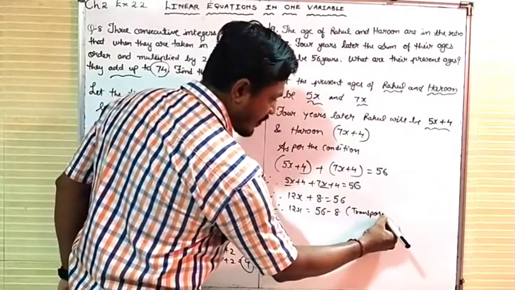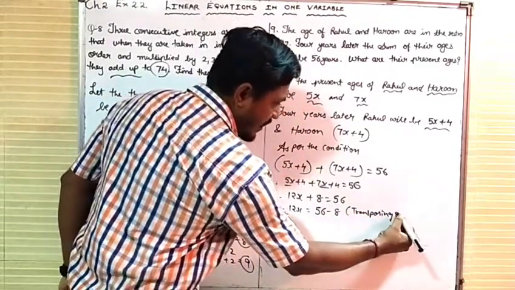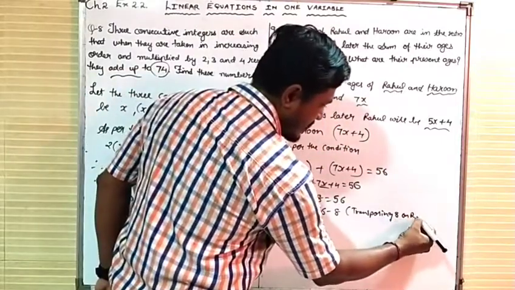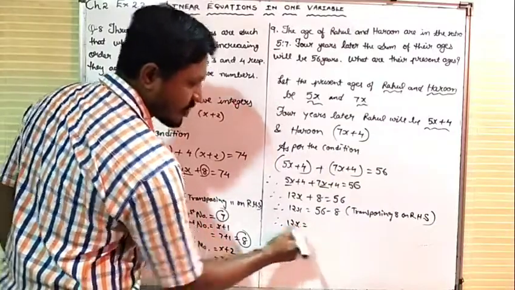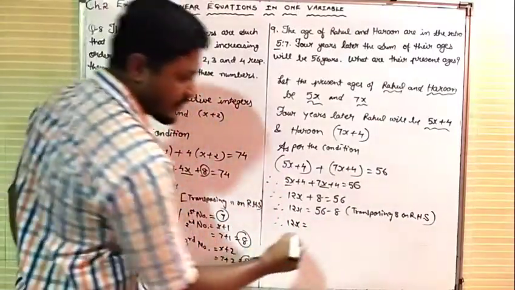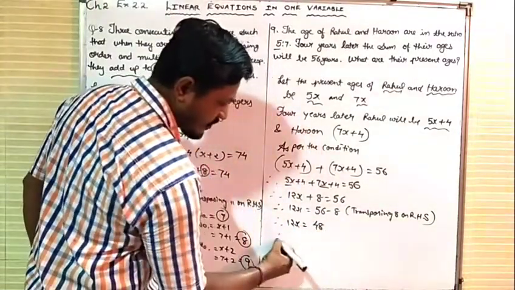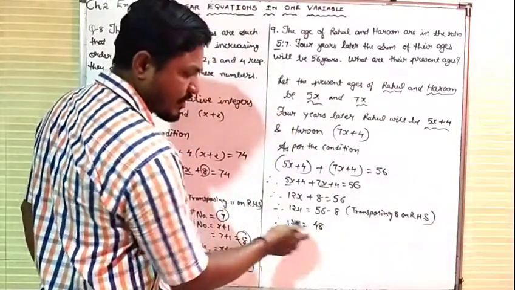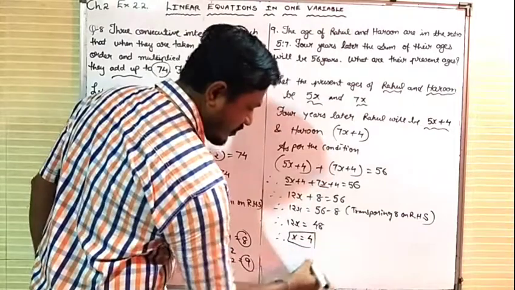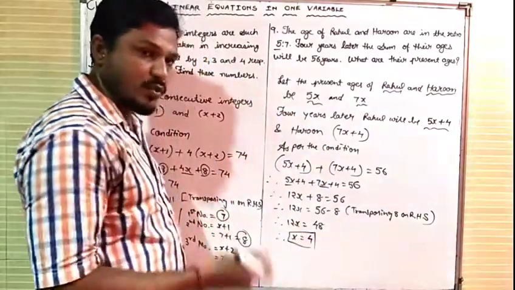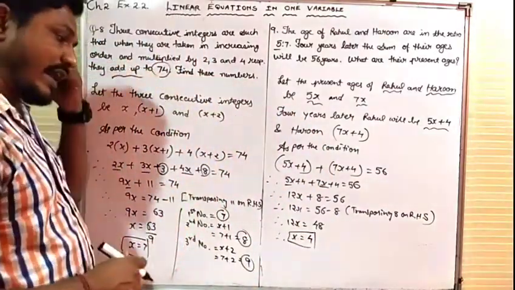Transposing 8 on RHS. Now 56 minus 8 gives 48. Everyone knows 48 divided by 12: 12 fours are 48. Write down 4 over here. Or you can divide both sides by 12. Now we got the value of x.